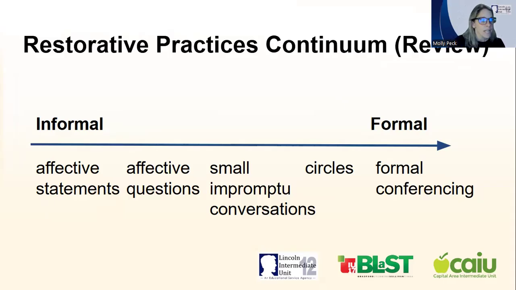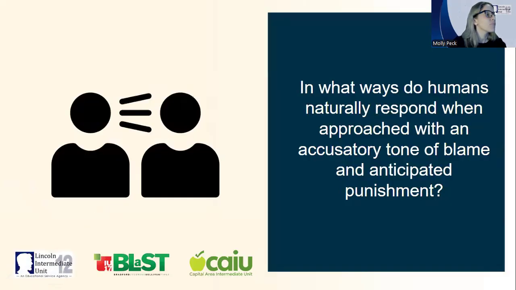Affective statements draw on affect theory, which seeks to link actions to the emotions that drive them. So let's dive a little bit deeper into the science of affect. To do that, I'd like us to pause the recording right now and think through this question. In what ways do humans naturally respond when approached with an accusatory tone of blame and anticipated punishment?